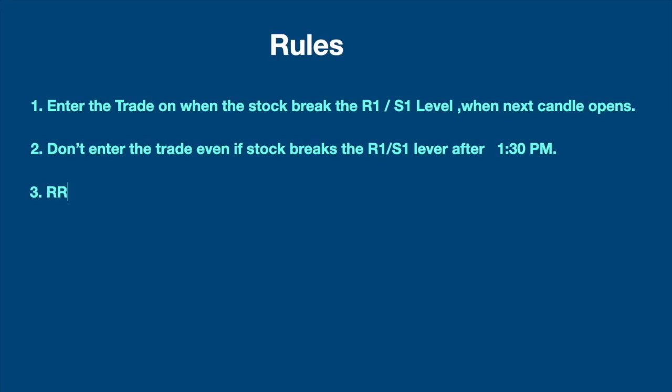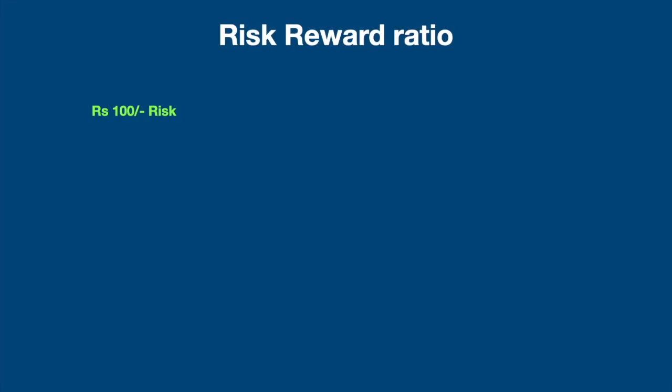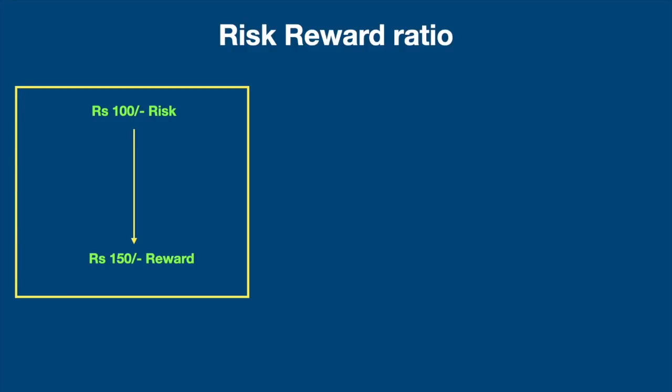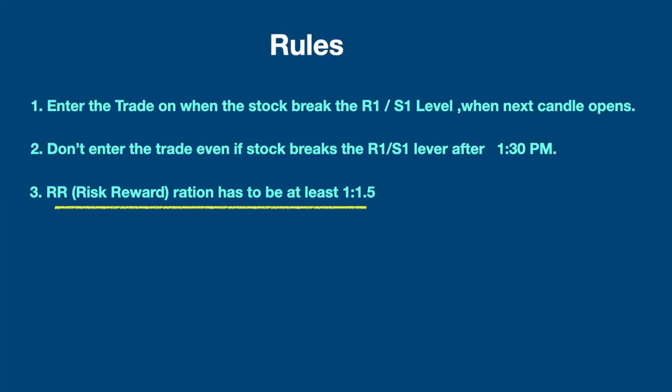Rule number 3 says we need to target at least for 1:1.5 risk reward. So what do I mean by that? This means our risk should always be lesser than the reward. For example, if I'm risking 100 rupees in one trade, then my reward has to be at least 150 rupees. That is called 1:1.5 risk reward. So what is 1:2 risk reward? That means if I'm risking 100 rupees, I have to at least make 200 rupees. See, because of the volatility, to increase the success rate, 1:1.5 is very ideal at this market situation.